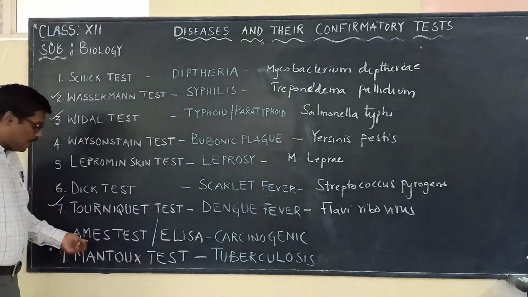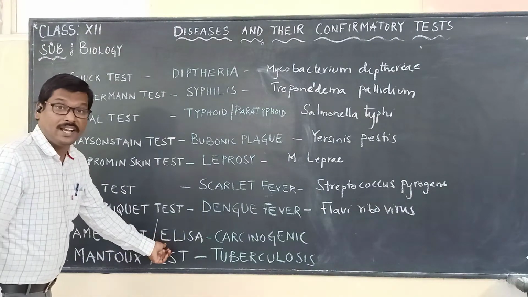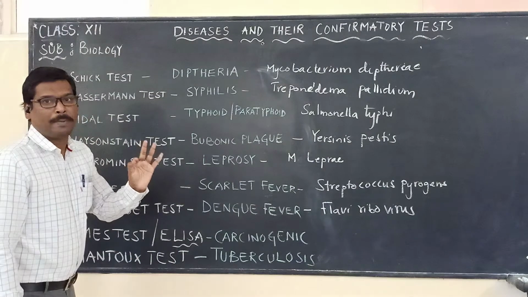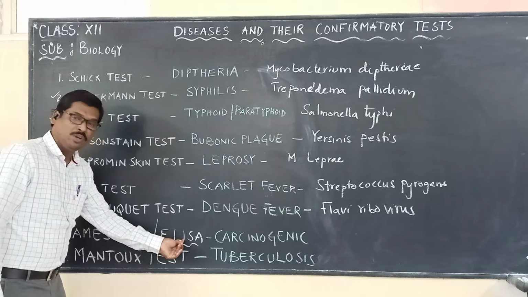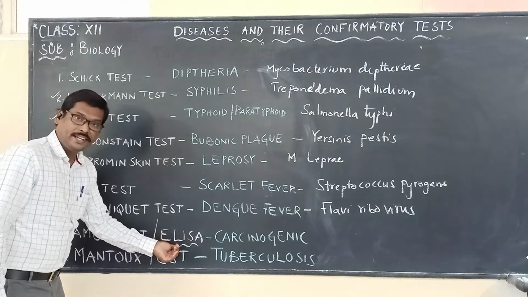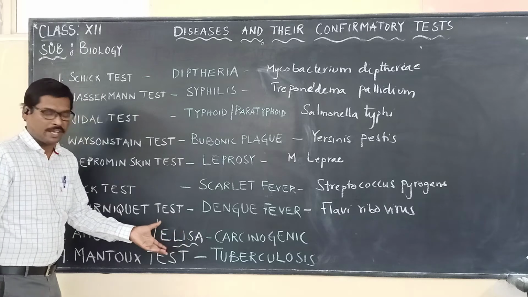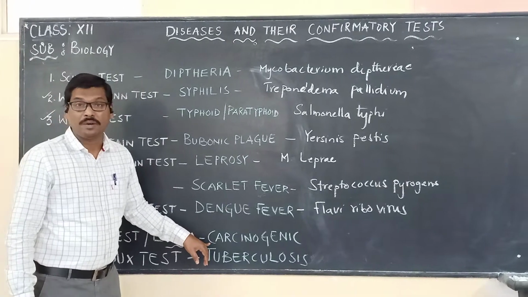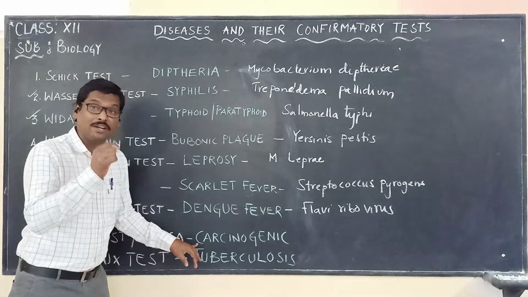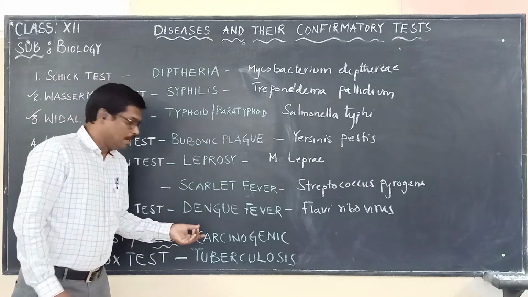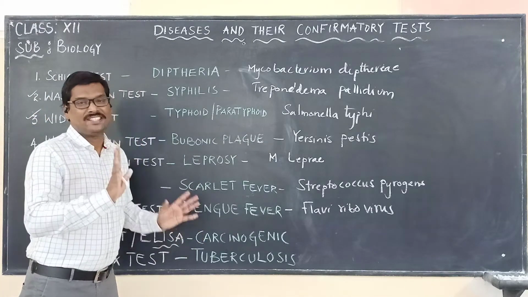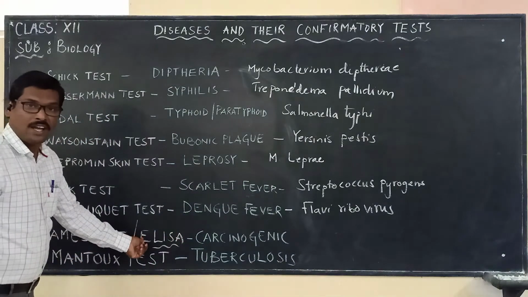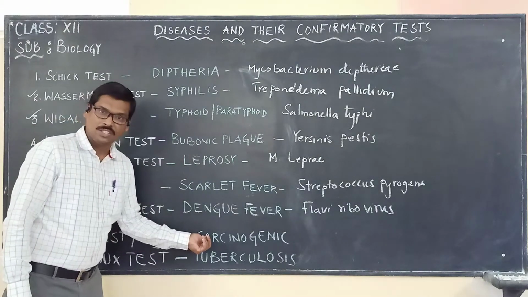The other one is the ELISA test. Here the word ELISA means enzyme linked immunosorbent assay. This test is used to confirm carcinogenic. To confirm carcinogenic means, in order to confirm that a particular individual may be suffering with cancer. So here we have to remember that the ELISA test is used for carcinogenic.